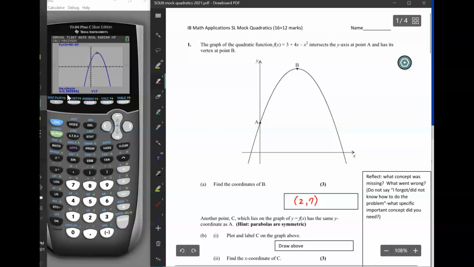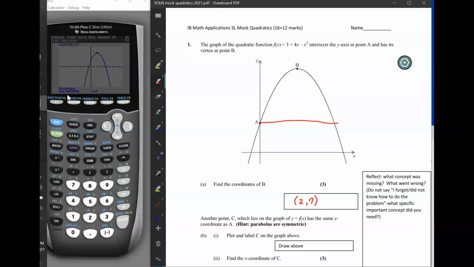Another point C, which lies on the graph y equals f of x, has the same y coordinate as A. Okay, plot and label C on the graph above. And I gave you a hint here that parabolas are symmetric. Duh, you say. I already knew that parabolas are symmetric, but I'm reminding you of that because you may need that information. So another point C, which lies on the graph of this parabola, has the same y coordinate as A. What is the y coordinate of A? It's about there. What is exactly the y coordinate of A? Well, I guess I could see using the calculator.